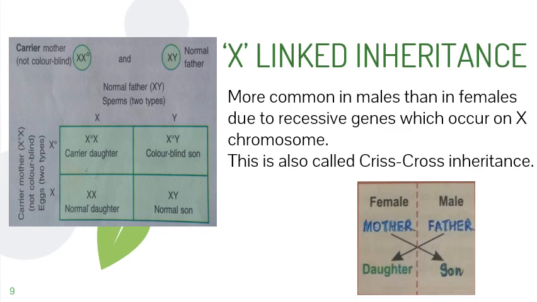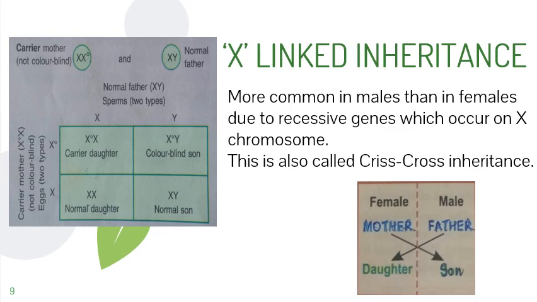Students, now how do we find this trait which is running in a family? Let's do a case study which is shown towards the left in this slide. In this case, the mother is a carrier. She is not colorblind, and the father is a normal person. For the carrier mother, we will have X raised to 0, and for the normal male, it is XY.